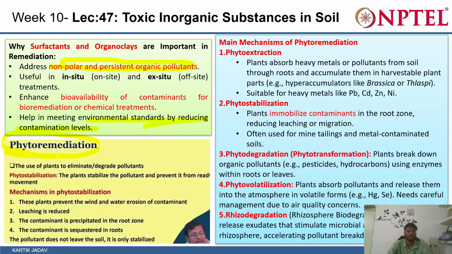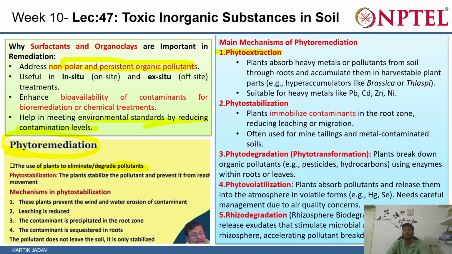Then we started learning about phytoremediation. We know that generally we use plants to eliminate or degrade the pollutants. Phytoremediation helps stabilize the pollutants and prevents them from moving. If we talk about its mechanisms, there are five main mechanisms. Obviously, subcategories are also available under these, but here we will only talk about the main mechanisms. First is phytoextraction.